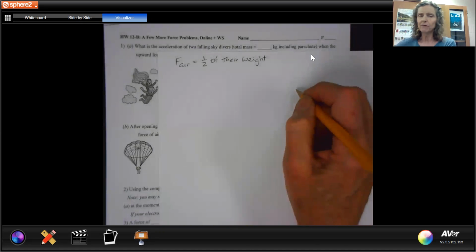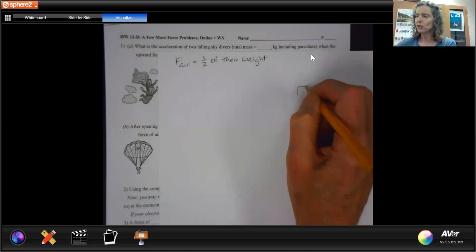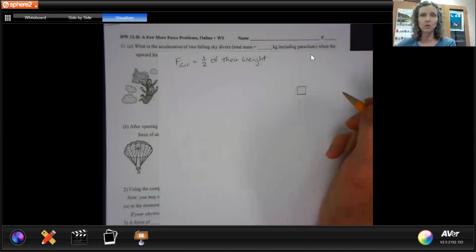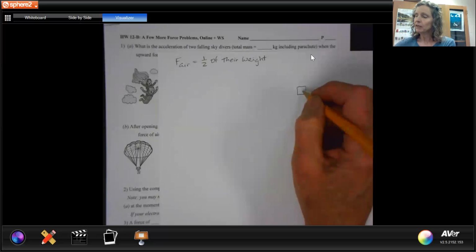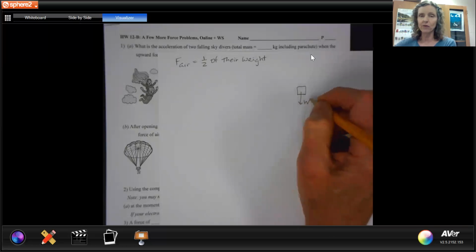It's not good enough, though. I need a free body diagram. But you know what? I can treat those 3 objects as if they're one single system, like the 3 cars in a train could be a train. This is what I have, a falling object. So it has weight pulling it down.